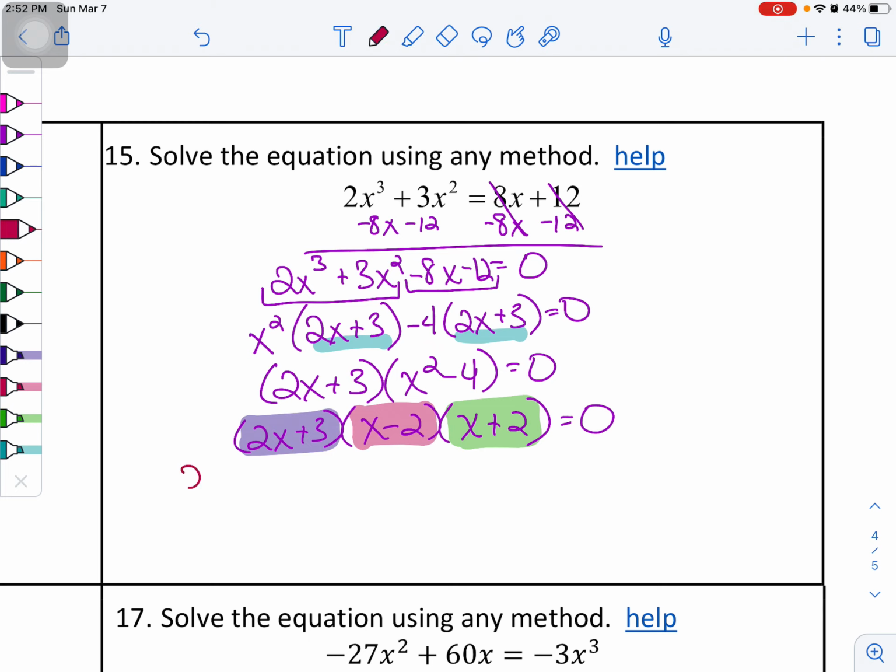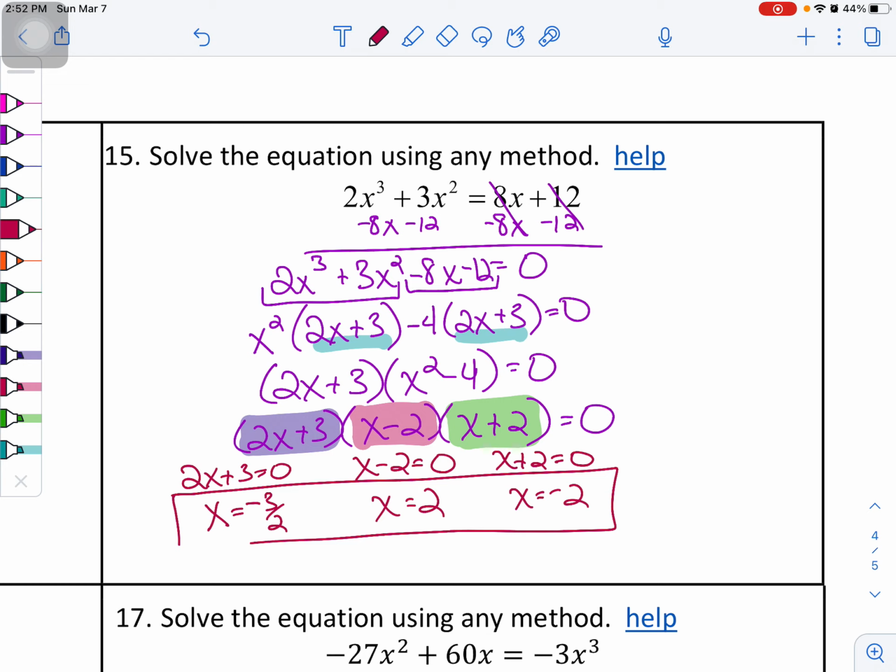Now I can take this factor, set it equal to 0, take this factor and set it equal to 0, and take this factor and set it equal to 0. So each one of those becomes its own equation. Let's see, subtract 3, divide by 2, so x equals -3/2. I'm going to add 2 here. That's x equals 2. Subtract 2 here, x equals -2.